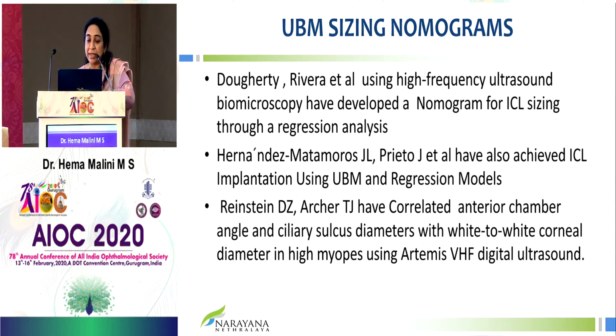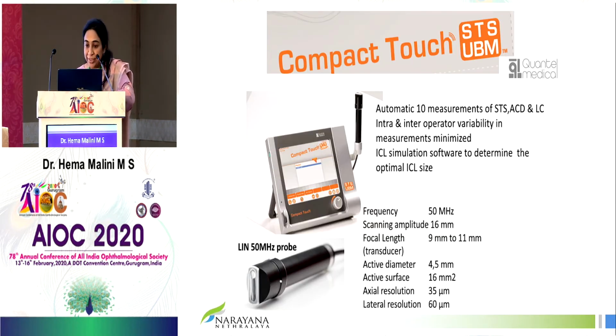There have been several studies. Noteworthy among them is the study by Doherty et al., who came out with a nomogram using UBM for ICL sizing, and instead of the white to white values, they use the sulcus to sulcus measurements. There have been other studies too. Let us look at the newer generation UBMs.